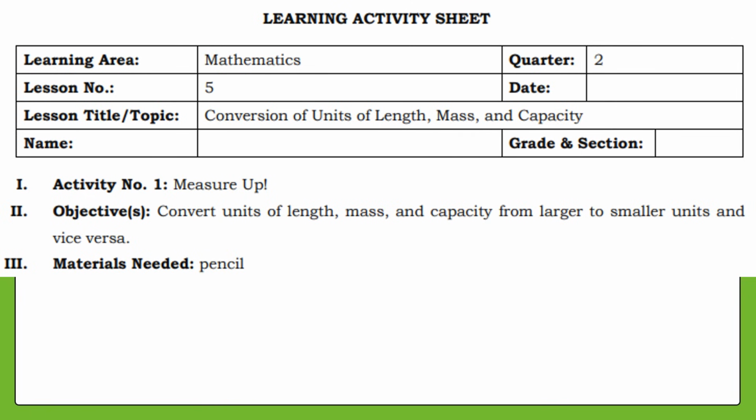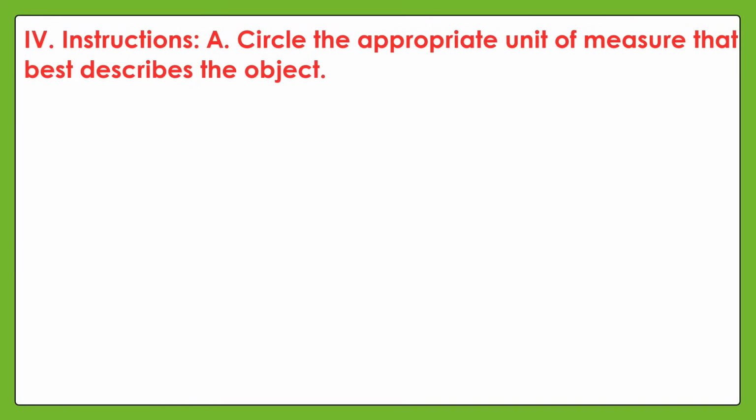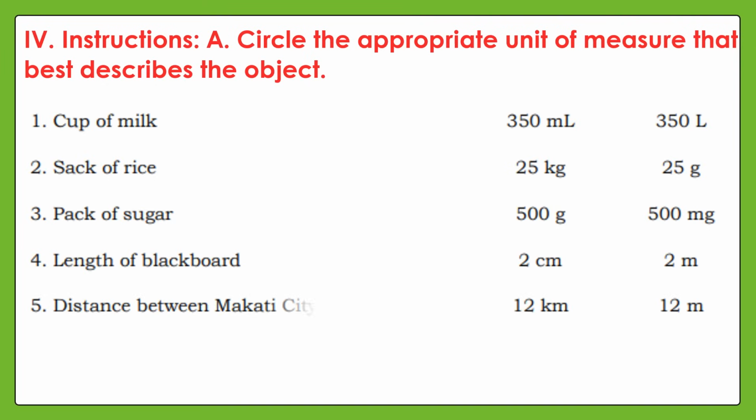Learning activity sheet. Activity number 1, measure up. Objectives: convert units of length, mass, and capacity from larger to smaller units and vice versa. Materials needed: just pencil. Instructions: circle the appropriate unit of measure that best describes the objects.